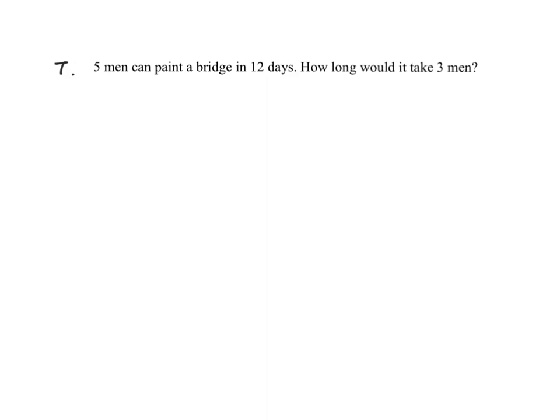Now, so we have 5 men. Originally, it takes them 12 days. If we reduce the number of men on the job, it will take longer to get the job done. So as we reduce one quantity, we're increasing the other quantity. This is an example of indirect proportion or inverse proportion. So the number of men and the number of days, and we start off with 5 men and 12 days. I'm going to leave a space between the 5 and the 3.